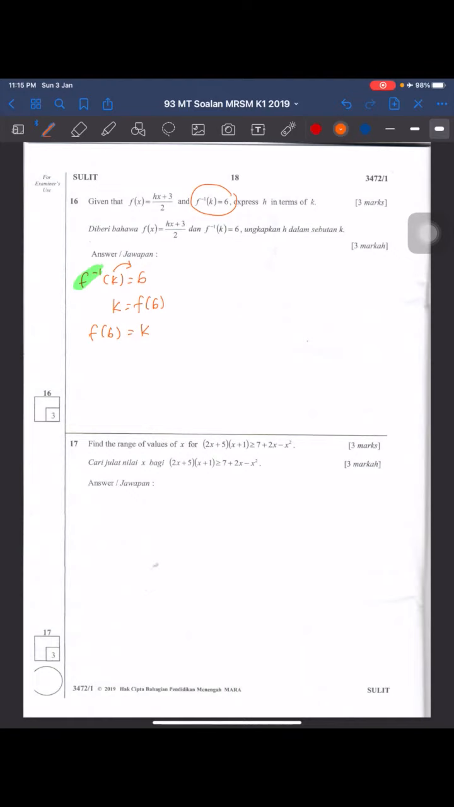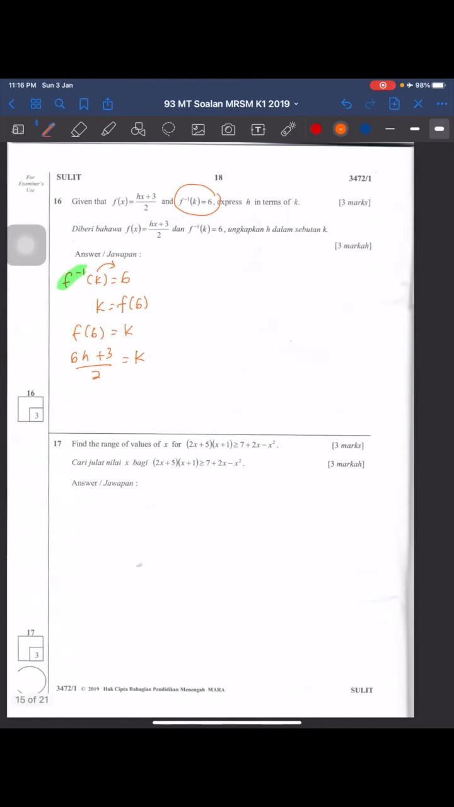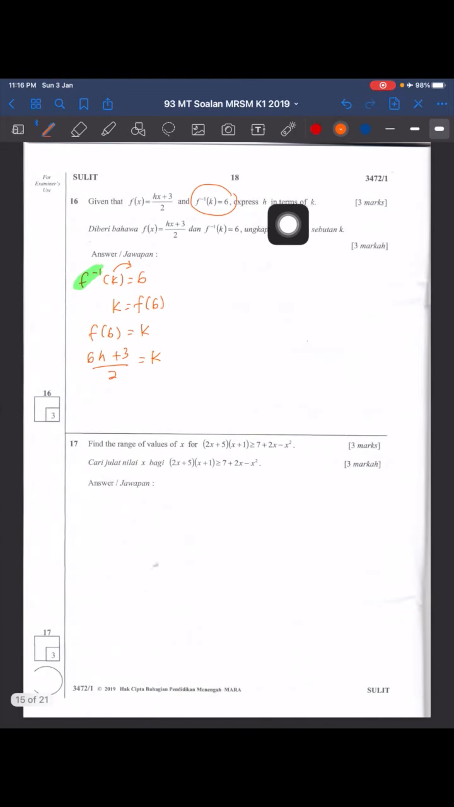So apakah function f yang sedia ada? Kita ada di sini, kan? So masukkan f6. So f6 is 6h plus 3 divided by 2 is equals to k. Tapi soalan nak express h in term of k. So maksud dia h equals to something something k.